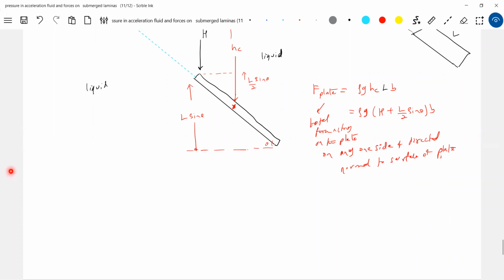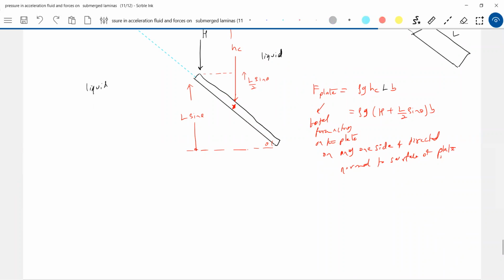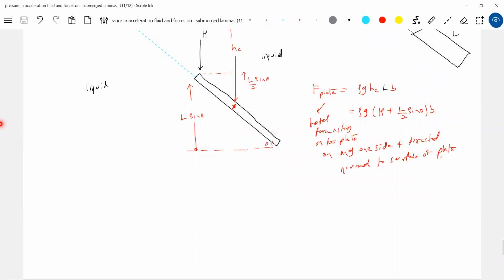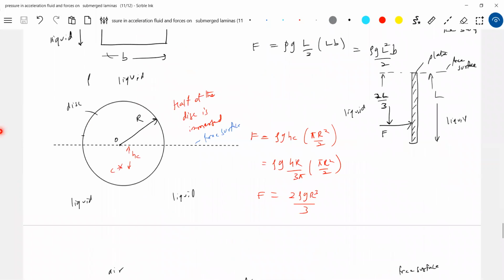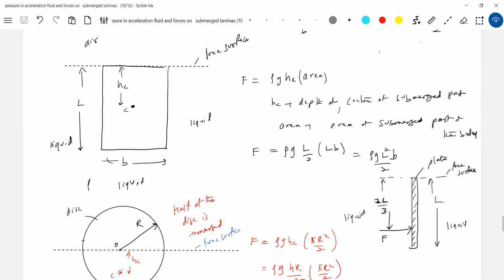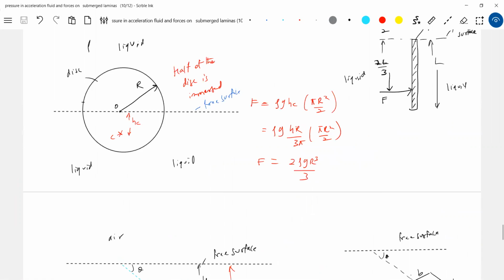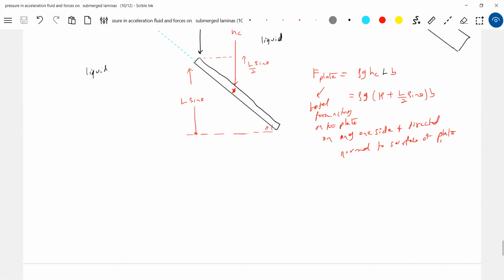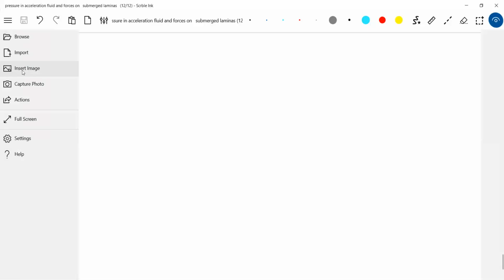Sir, what about when a 3D object is immersed? For a 3D object, it's again a slightly different approach. This is only for laminas, the topic we are seeing. For a 3D object, there's no other way, we have to assume a surface and work it out. Let's take one more question, and the last question we'll do on force only.